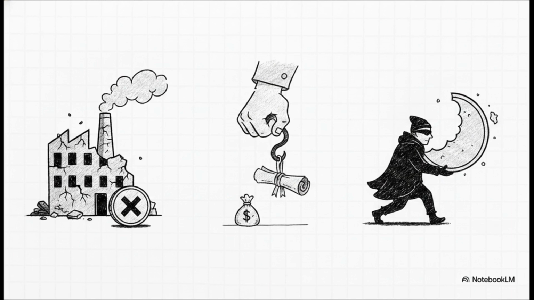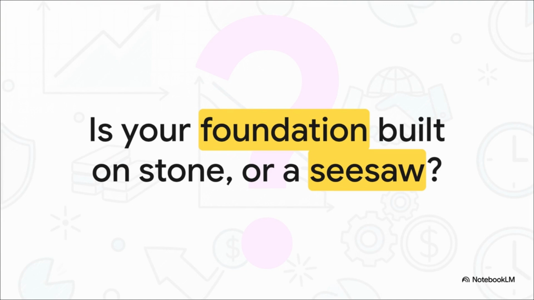Understanding all these building blocks, the math behind the seesaw, and the unique personalities of treasuries, corporates, and municipals, that absolutely empowers you to make drastically smarter financial choices. So I want to leave you with this final thought as you evaluate your own investments. When the macro weather turns, is your portfolio's foundation built on solid stone, or are you just standing on an unbalanced seesaw? Thanks so much for joining me for this explainer, and hey, happy investing.